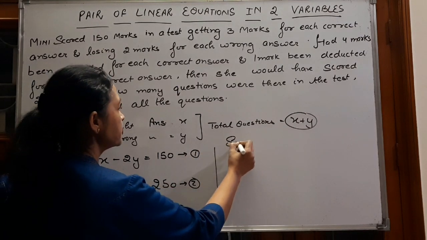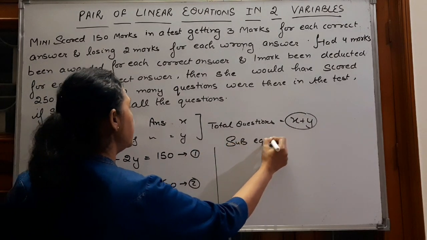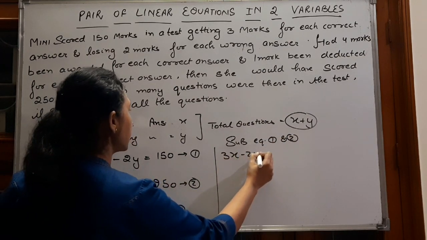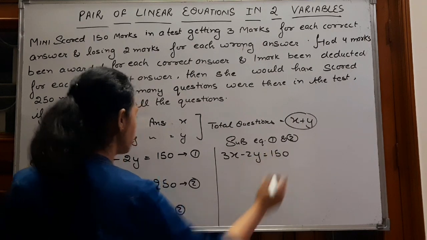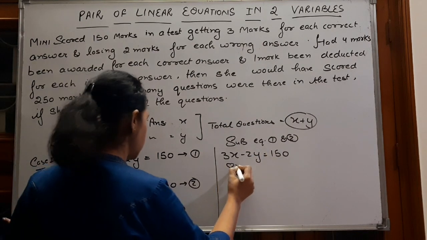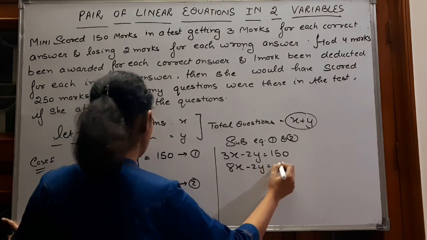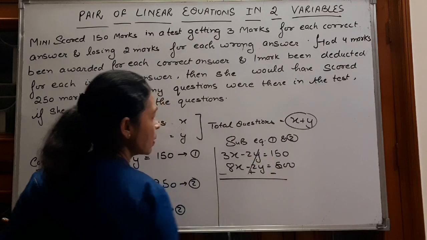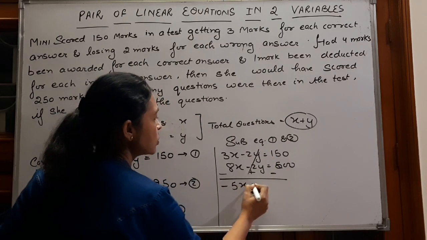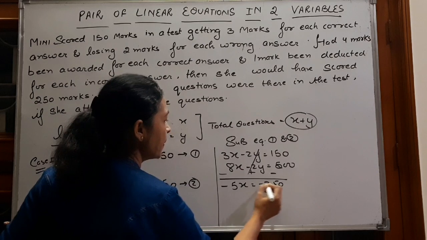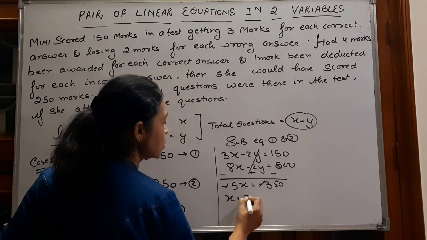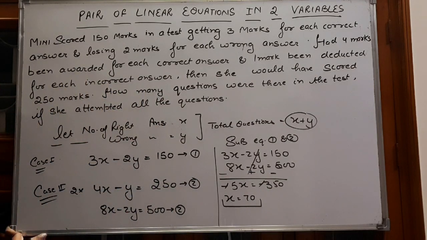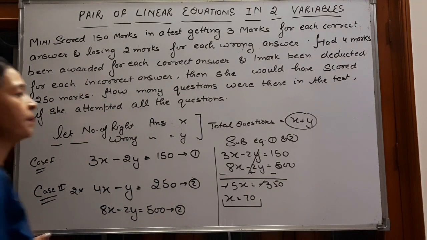Now subtract equation 1 and 2. Equation 1 is 3x minus 2y equals to 150 and 8x minus 2y equals to 500. Sign changed. Minus 5x equals to minus 350. Minus minus get cancelled. x equals to 70. Number of correct answers या correct questions are 70.